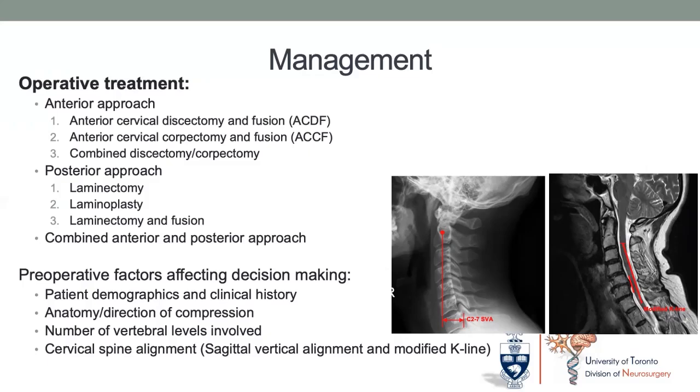And on the images here on the left, you can see how the C2 C7 SVA is measured, and the modified K-line is drawn from C2 to C7, and the distance between the most ventral aspect of the anterior pathology and the line is the minimal interval distance, and it should be less than 4 millimeters to recommend the anterior approach.